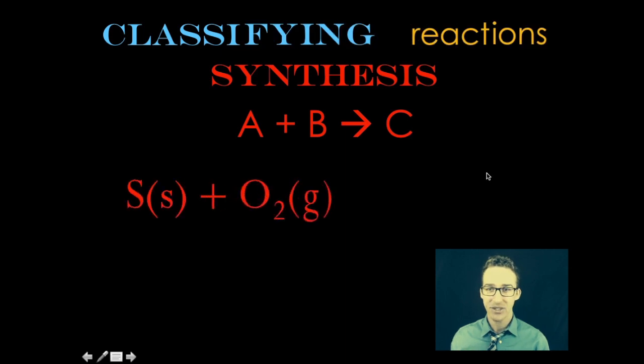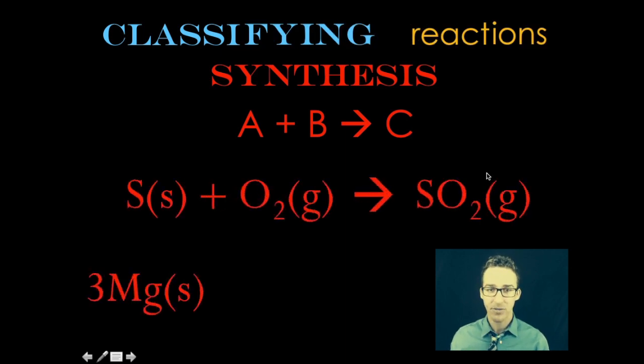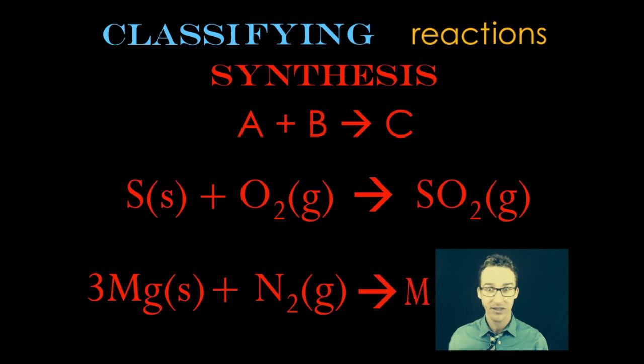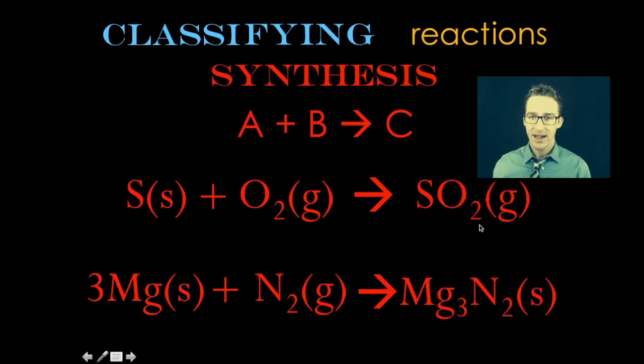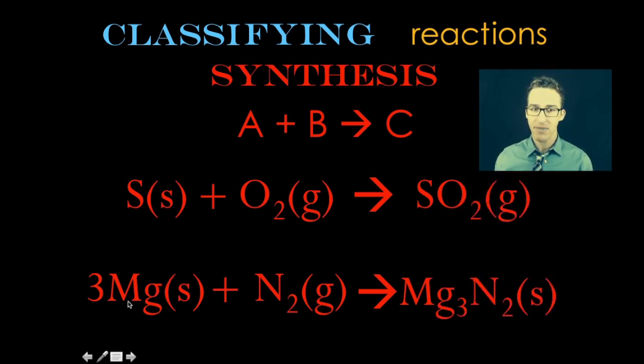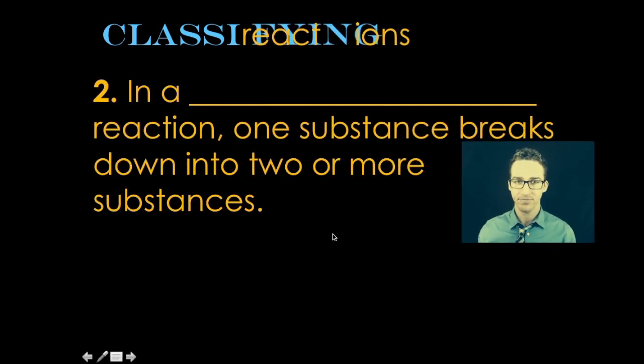Here's an example of a synthesis reaction. We've got solid sulfur plus gaseous oxygen forming gaseous sulfur dioxide. Again, you've got two individual separate things coming together to form one. We also have a second example here. We've got magnesium coming together with nitrogen to form magnesium nitride. Again, two separate things coming together to form one.